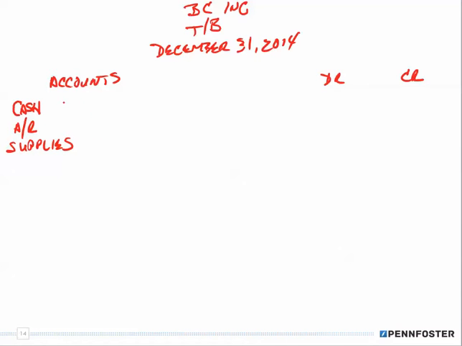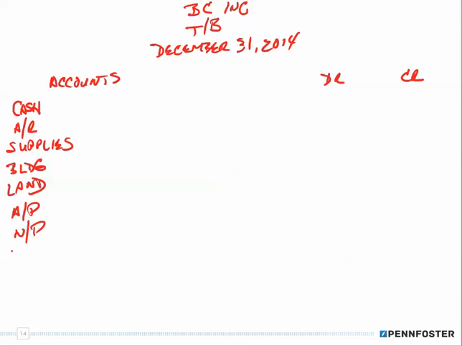So you can see how we're going from very liquid to less liquid, especially since the next one here is building. Now it takes a long time to sell a building, and it takes even longer to sell land. So you can see how we're going from most liquid to least liquid, in terms of conversion to cash, and that's how we list our assets. And the same thing with our liabilities: how quickly can we pay off accounts payable versus how quickly would we have to pay off a note payable.